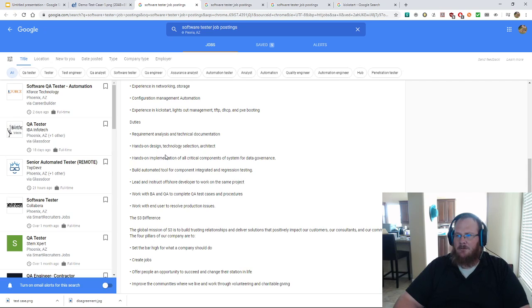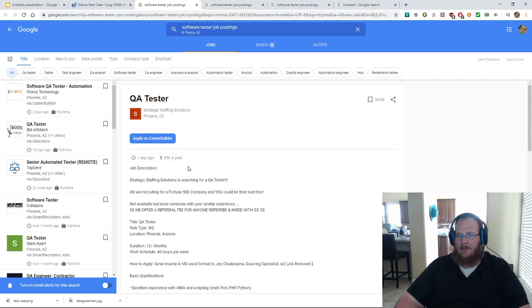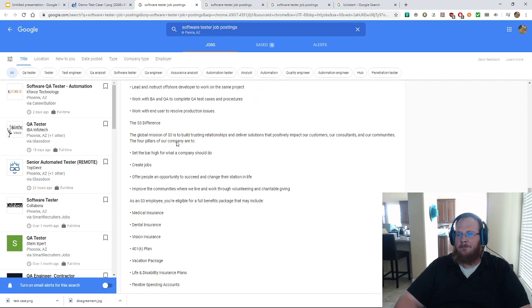So, hands-on implementation of all critical components of system for data governance. They need someone to look over their posting here. It doesn't make a heck of a lot of sense. Build automated tool for component integrated and regression testing. Yeah, that's not a QA tester. This isn't a 55K a year person. They're asking for like a 90K a year person plus.